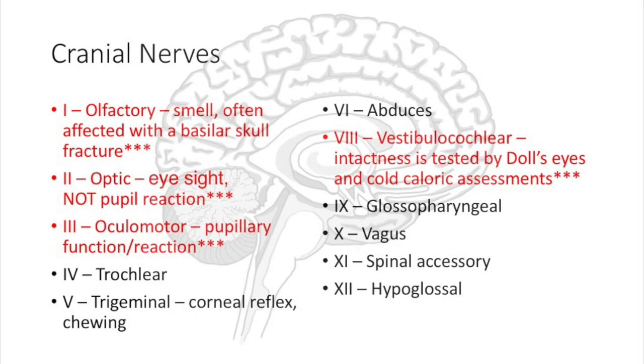Cranial nerve number 1, the olfactory nerve, is smell. This is most often associated with the basilar skull fracture. Cranial nerve number 2, the optic nerve, is associated with sight, not pupil reaction, so remember that. If you get a question on pupil reaction, you're not talking about cranial nerve number 2, you're talking about cranial nerve number 3, the oculomotor nerve, which is the pupillary function or reaction. Cranial nerve number 8 is vestibulocochlear. Its intactness is tested by the doll's eyes test and the cold calorics assessments. We'll get to that further along in the video.